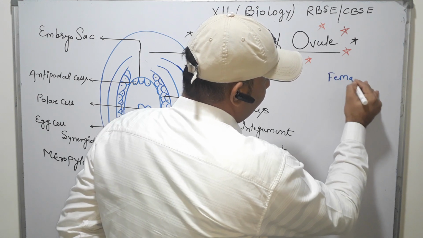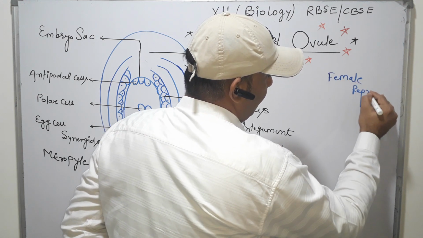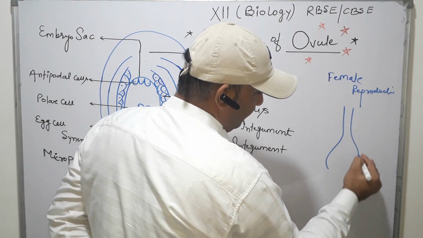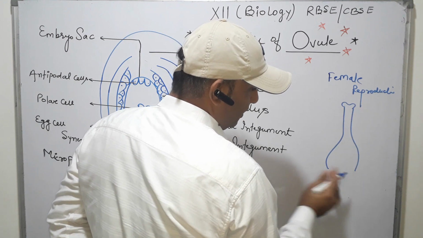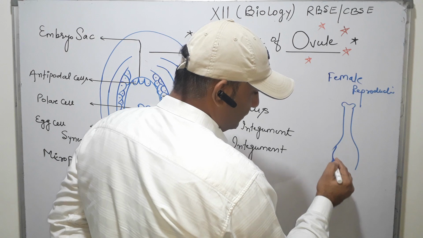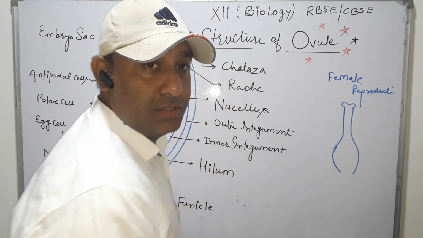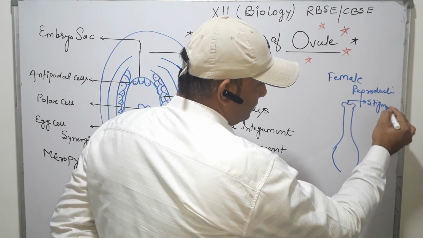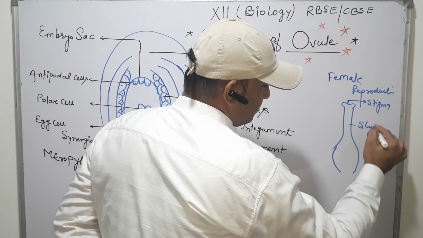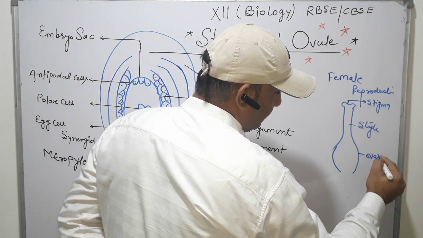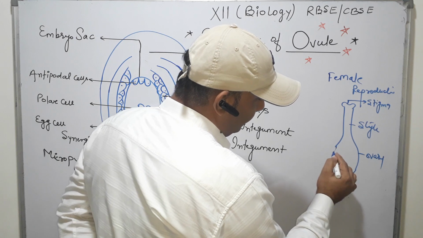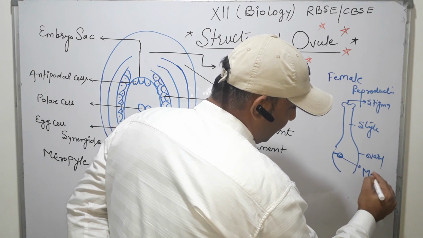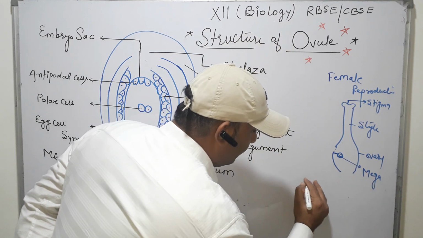The female reproductive system in angiosperm plants. Here we discuss three structures in the flower of an angiosperm, which are parts of the gynoecium or carpel. First is stigma, second is style, and third is ovary. Ovary contains structures called megasporangia.